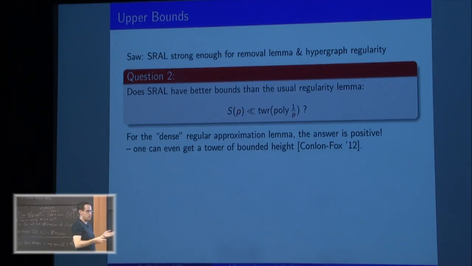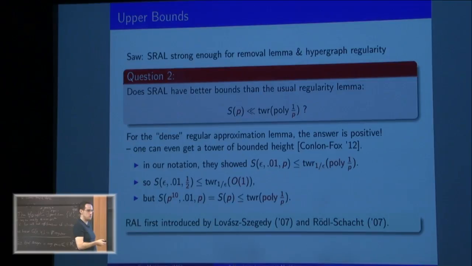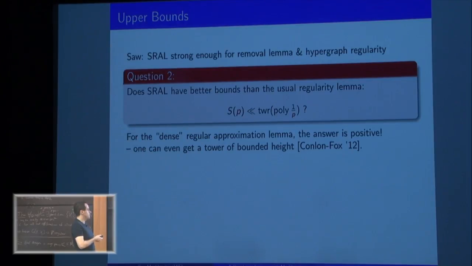They couldn't care less about bounds. They didn't even dream to think that you can actually improve Szemerédi's bounds. So this was originally works by Lovász–Szegedy and Rödl–Schacht. Qualitative results, so they didn't say anything about the bounds, and Conlon and Fox were actually interested in bounds and did give an argument that gave bounds. This is the bound that they give, in our notation.